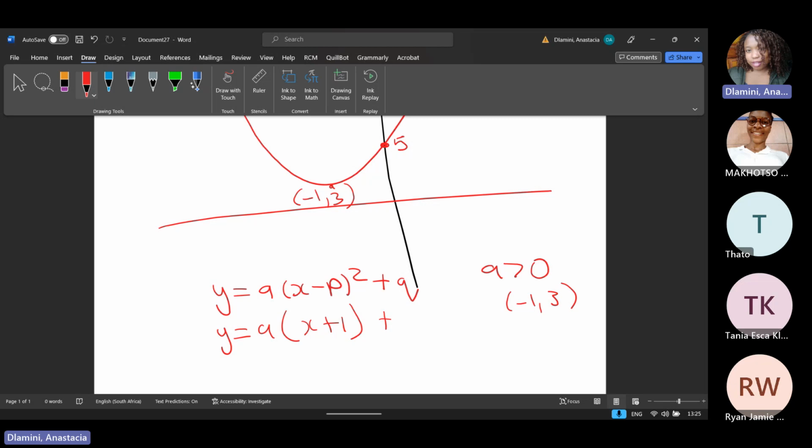Because our q is our y-intercept, where our graph cuts the y-axis. So that is why it's plus 5. Oh no, plus 3. We said it's our turning point. Okay, plus positive 3, ma'am. Something is missing on what you wrote. Oh, the square on the brackets. Must square the brackets. Thank you.